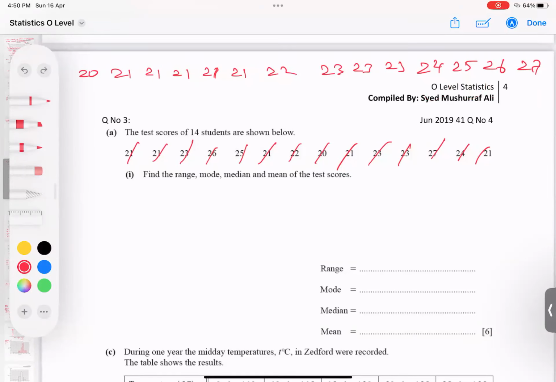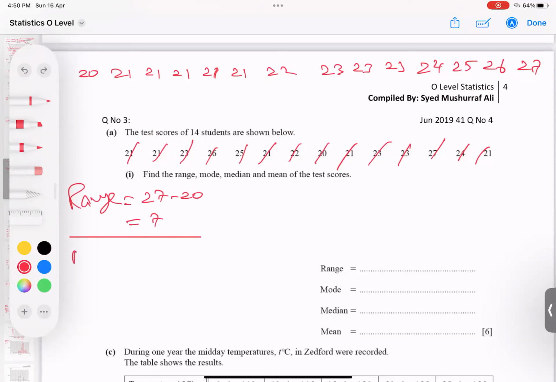Now the range is very simple and clear. Range is the highest minus the lowest. Highest is 27, lowest is 20. So Alhamdulillah, you see, so easy and no chance of mistake. Now he asks for the mode, the maximum repeating number, and the maximum repeating number is 21, coming 5 times. So 21 is my answer.